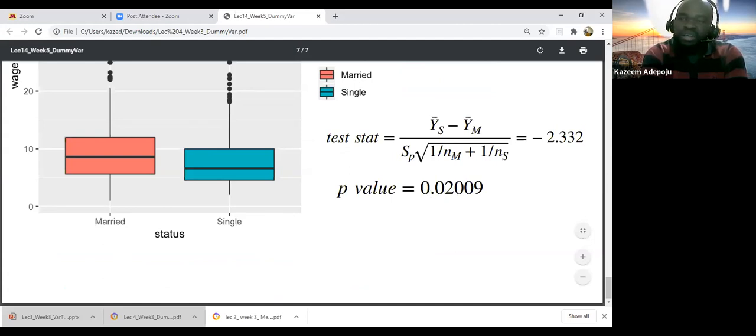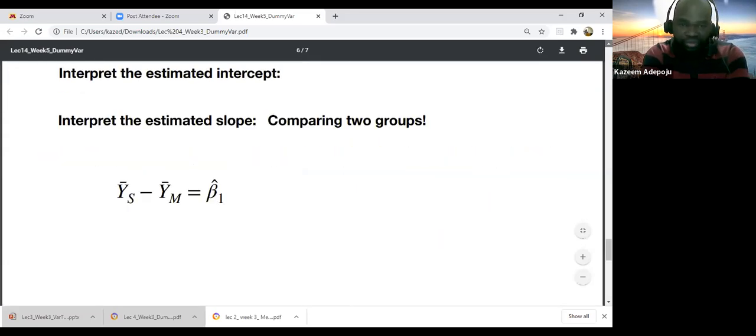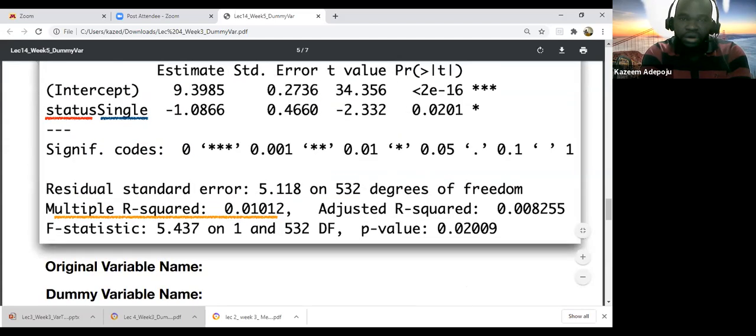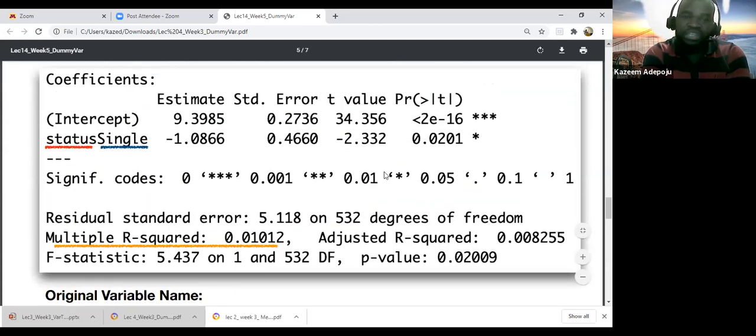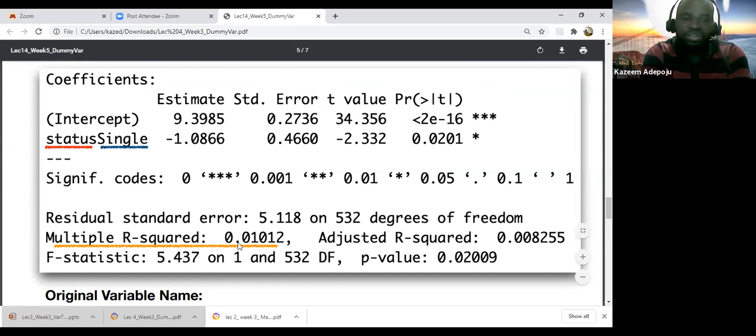So if you do the t-test, the two-sample test of means, the result you're going to have is the same result you get when you run the simple linear regression. But you know what? The fact remains that this is not a good model, because the R square is very, very low.